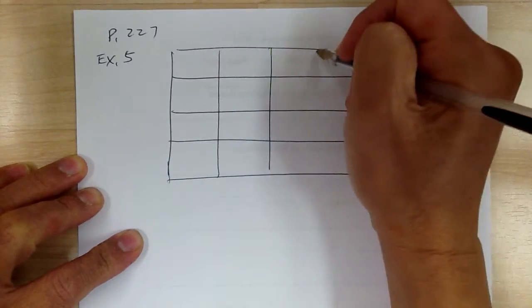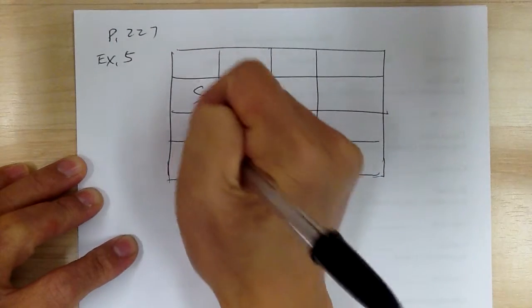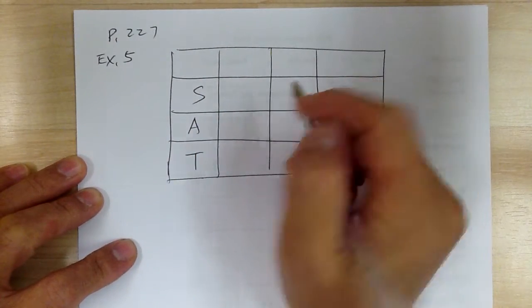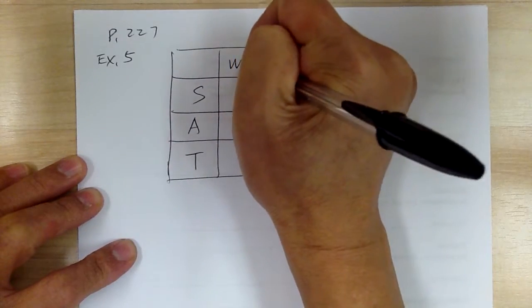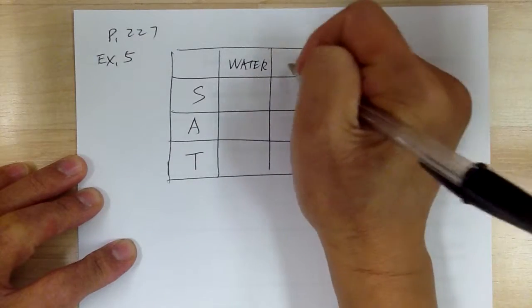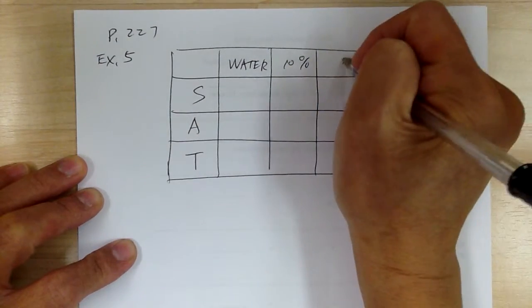Now I know that I need a lot of space in the back, so I'm going to make this a little bit bigger over here. Okay, so again, this is SAT. And what am I mixing? I'm mixing, how much water should be added to a 10% solution to get 8% solution.